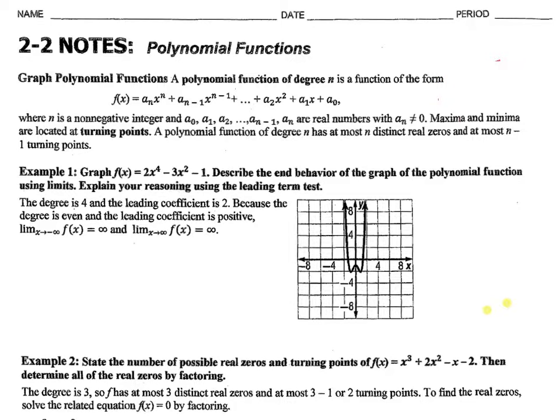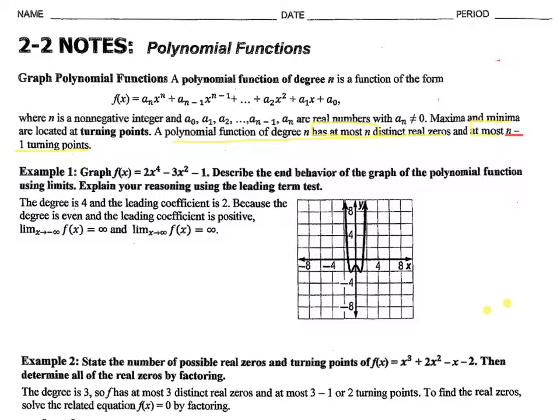Now, they're telling you here, if you want to highlight that, it says here: a polynomial function of degree n has at most n distinct real zeros and at most n minus 1 turning points. Okay, so n minus 1. This is important here.